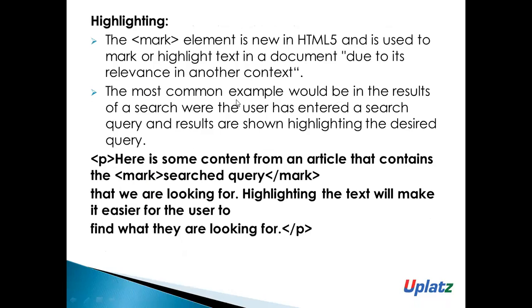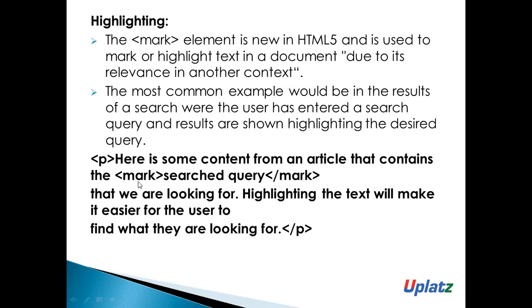The most common example would be in the result of a search, where the user has entered a search query and results are shown highlighting the desired query. So with the p tag, here I have started my p tag. Here is some content from my article that contains the selected query. I'm just highlighting that word, selected query, with the help of my mark tag.